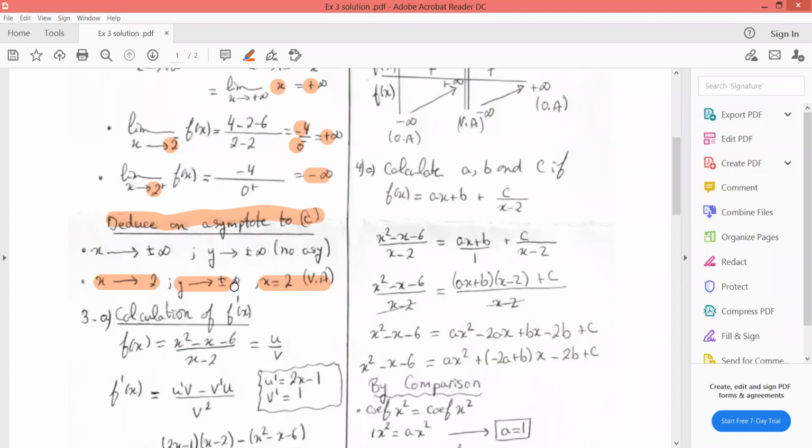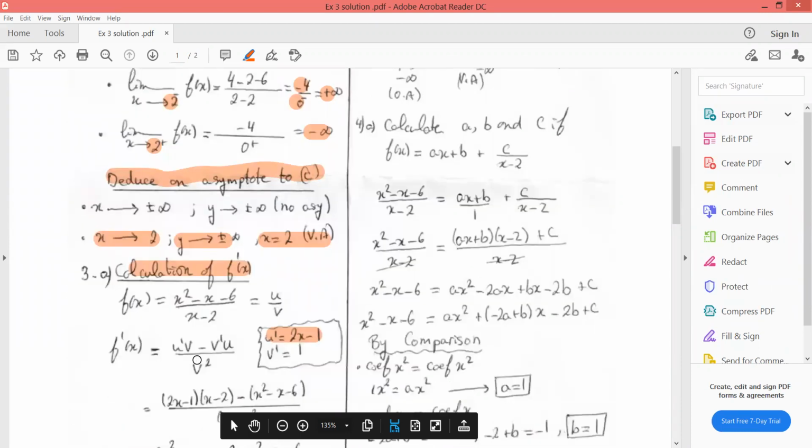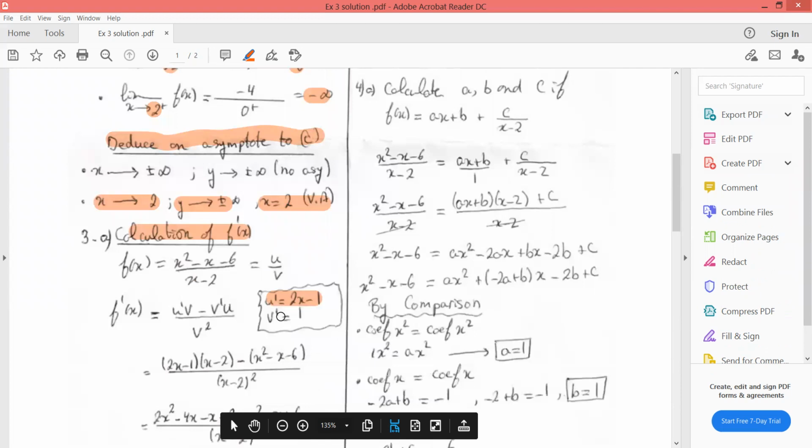Now, how to calculate f prime x? Calculation of f prime x. f of x is of the form u over v. u is x squared minus x minus 6. u prime is 2x minus 1. v is x minus 2. v prime equals 1.